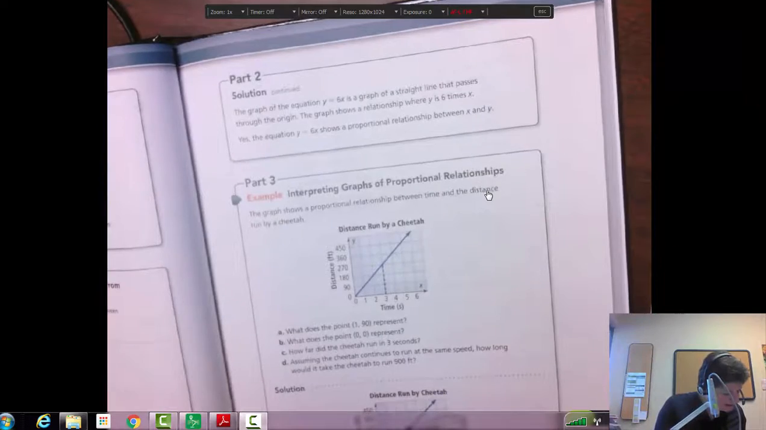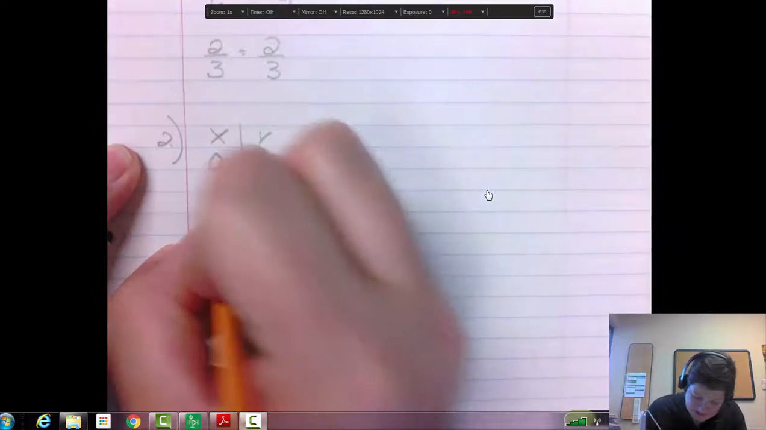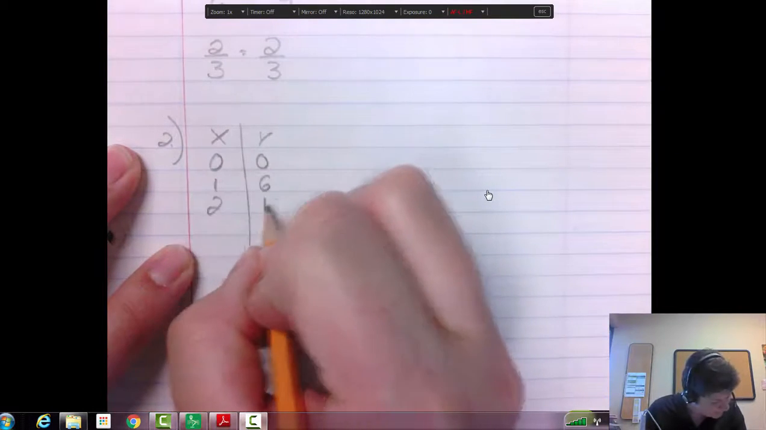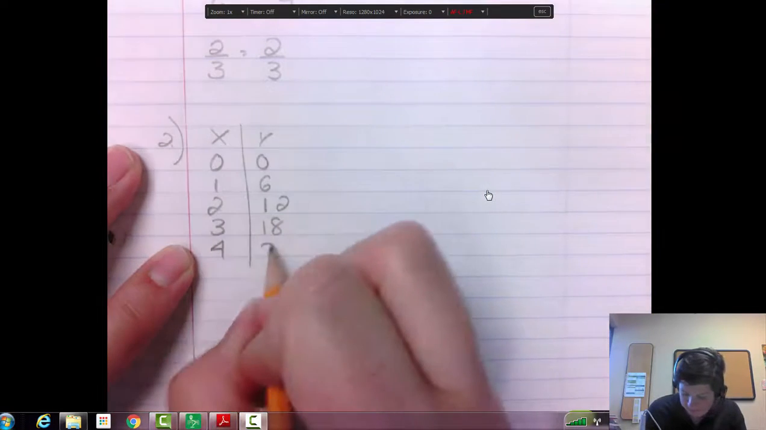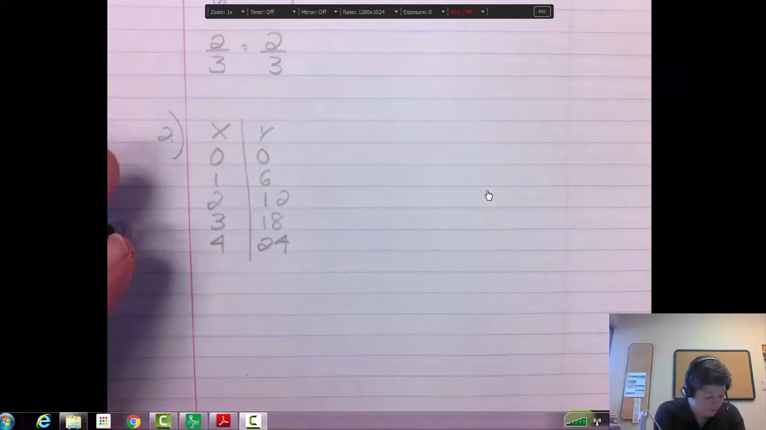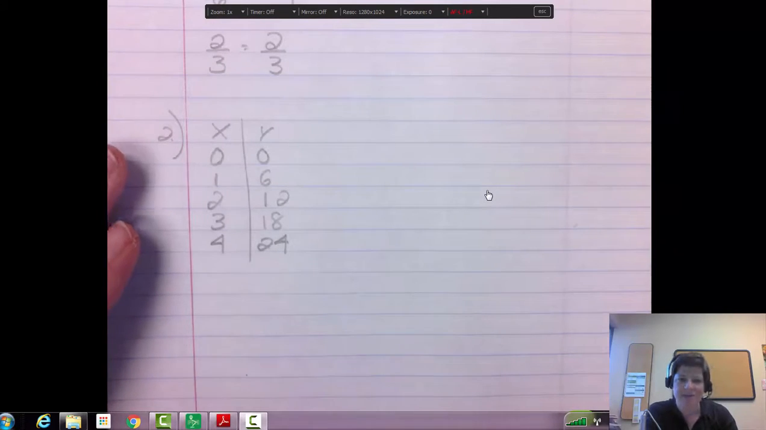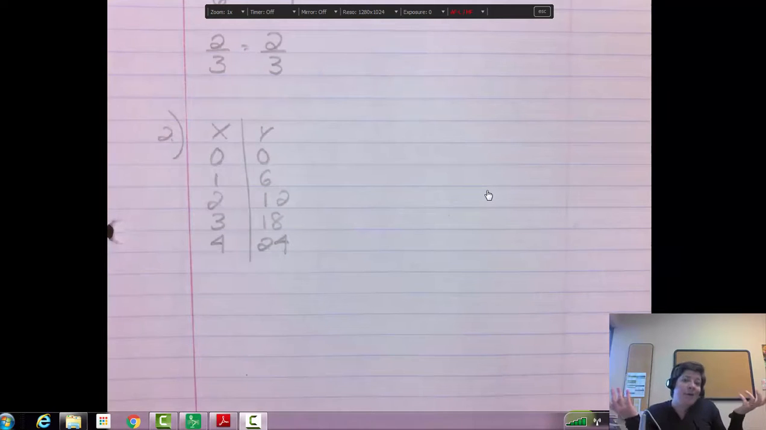Okay. Now let's look at just a table here. This would just be my second example that I'm writing on paper. What if I have this little XY table and it goes 0, 0, 1, 6, 2, 12, 3, 18, and 4, 24. I'm going to ask you to make a graph and to tell me if this is proportional, yes or no, and I want you to make the graph.